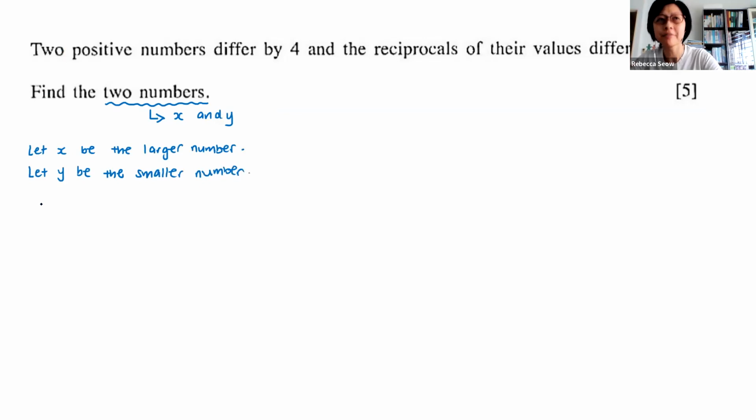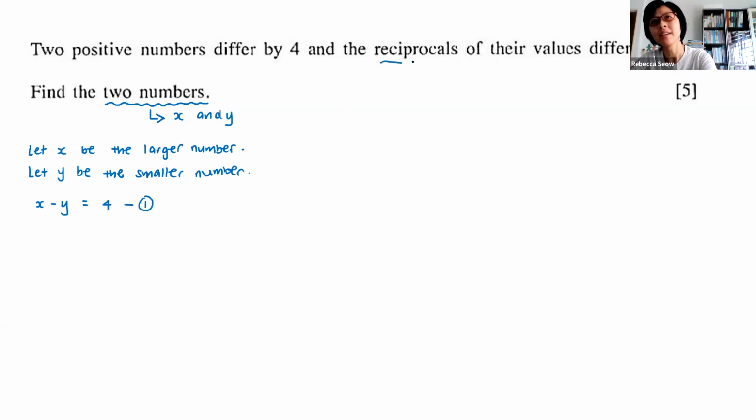If they differ by 4, it means that the bigger number subtract the smaller number gives you 4. Hence, x minus y is equal to 4. That would be equation 1. Based on the second part of the question, the reciprocals of their values differ by 4 out of 21.